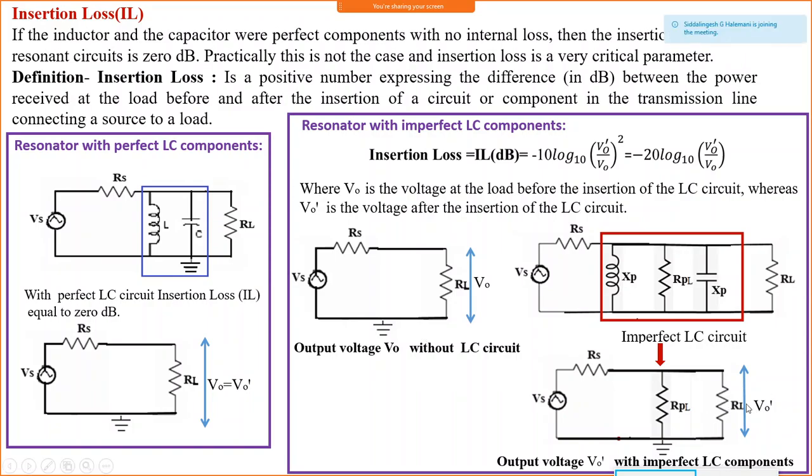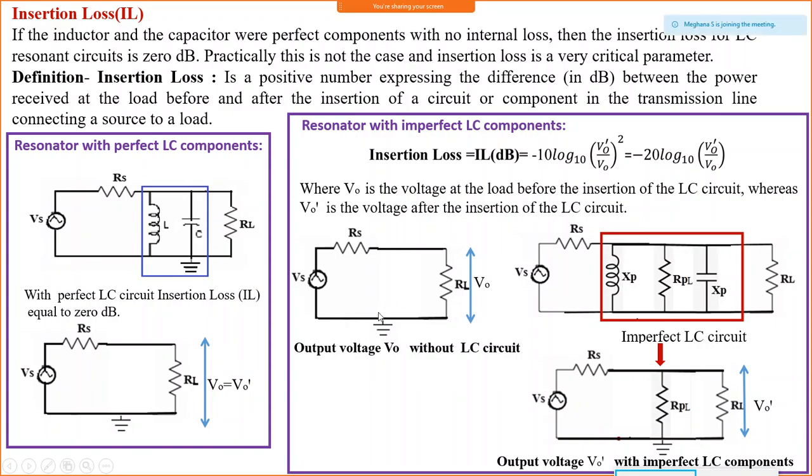That is the output voltage with the insertion of the network, insertion of this resonator. V naught dash is equal to this simplified circuit, because after resonance this XP and XL will cancel. They are opposite to each other. At resonance we will be getting only this RPL in parallel with the RL. So V naught dash is across this. You have to calculate V naught dash.